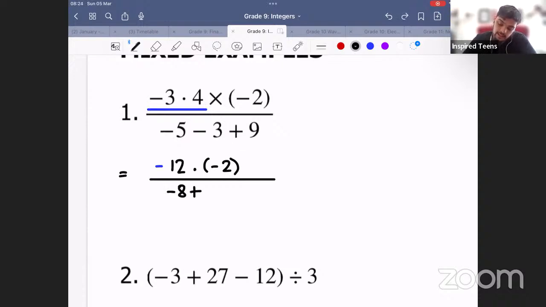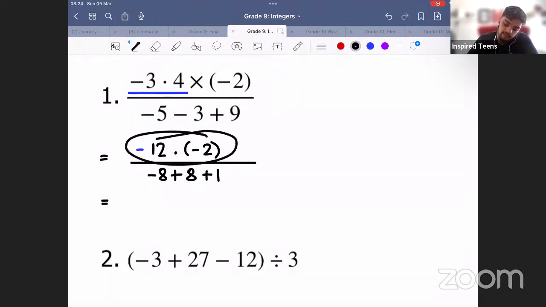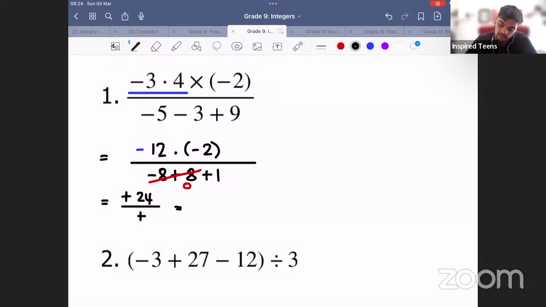Negative 8 plus 9 is like saying negative 8 plus 8 plus 1. The reason I'm splitting it is so that negative 8 plus 8 gives me 0. Let's simplify the top. Negative times a negative is actually going to give me a positive. 12 times 2 is actually 24. Negative 8 and positive 8 give us 0. 0 plus 1 is 1. My final answer is 24.